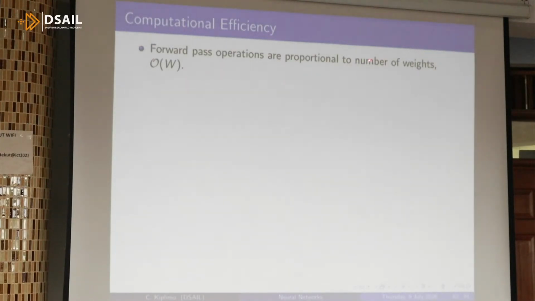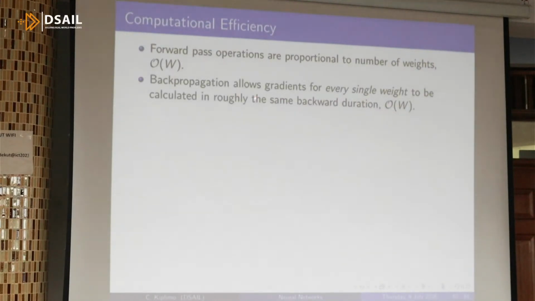Forward pass operations are proportional to the number of weights. In terms of complexity, it's an algorithm, so we need to look at how the algorithm scales with inputs. It's O of W, all right? Back propagation is also O of W. Why are we saying it's O of W? It's O of W because we are calculating gradients with respect to each individual weight.